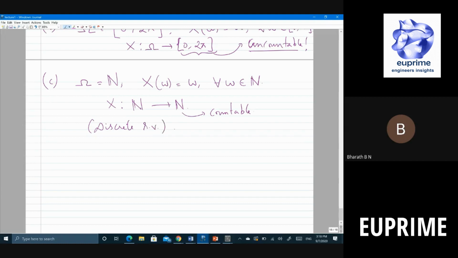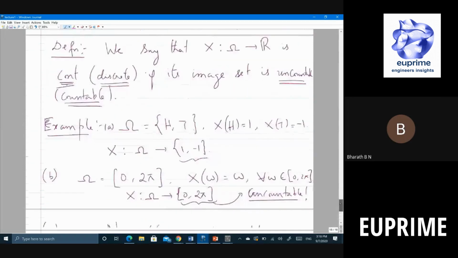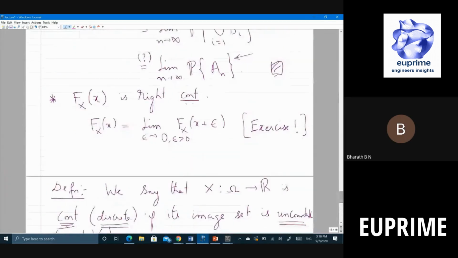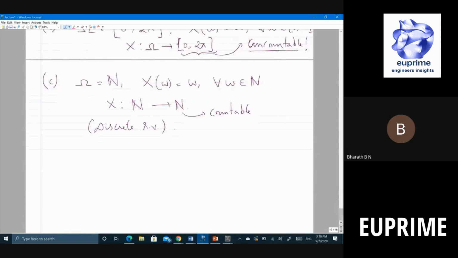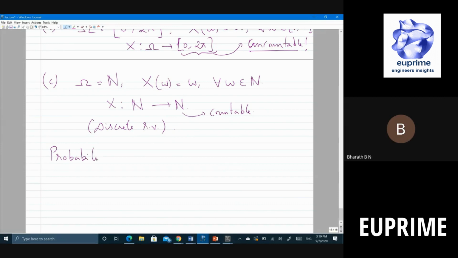Okay, is this fine? So regardless of whether a random variable is discrete or continuous, the CDF, that is the cumulative distribution function F_X of x, exists. So you can just blindly assume the CDF. But if the random variable is discrete, there is something known as a PMF, right? Probability mass function.